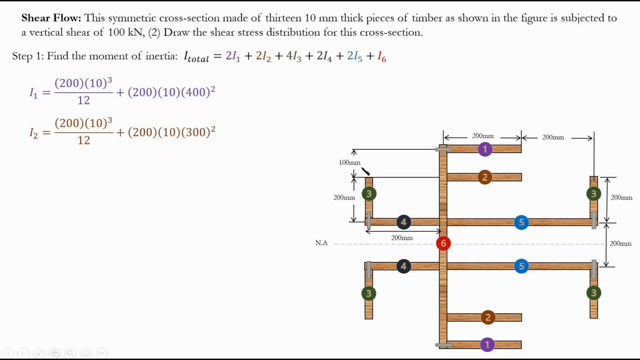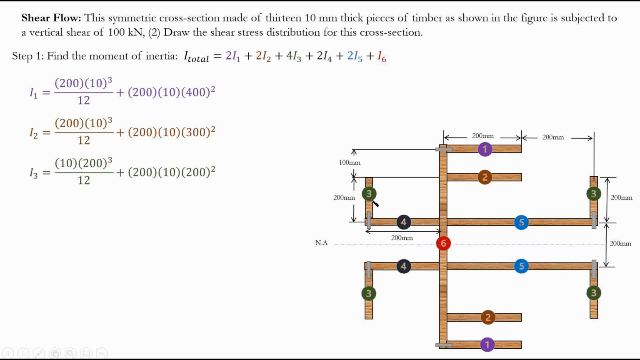In this case, distance is just reduced by 100 millimeter. And basically, it's the same thing as I1. What about I3? For I3, we have, in this case, 10 is the base, right? 10 is the base times 200 to the power of 3, which is the height, divided by 12, which is what we have here. Plus the parallel axis theorem, which is the area, which is 200 times 10 multiplied by the distance squared.